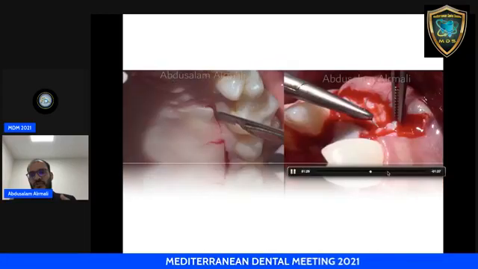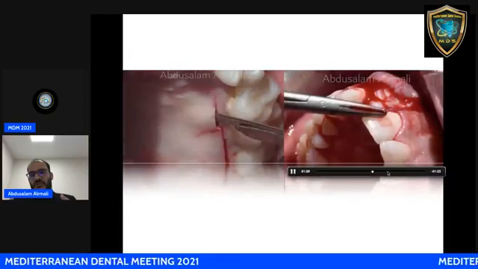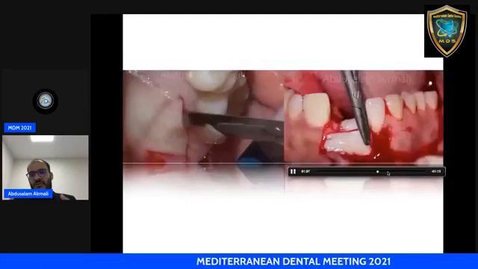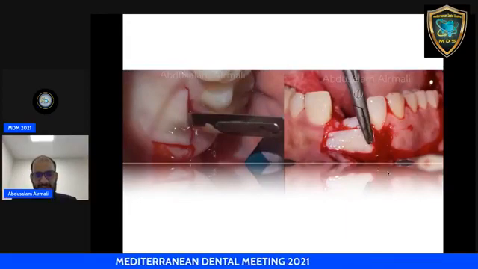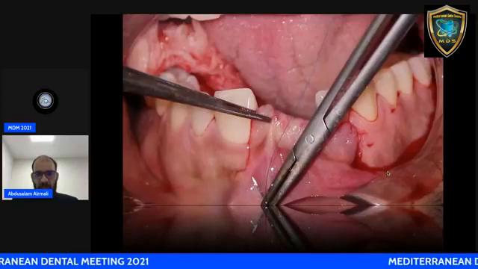Okay, this is the suturing of the buccal graft. After finishing the suturing of the graft on the coronal, this is the height, and this is the final. Finally, you have to do a coronally advanced flap.